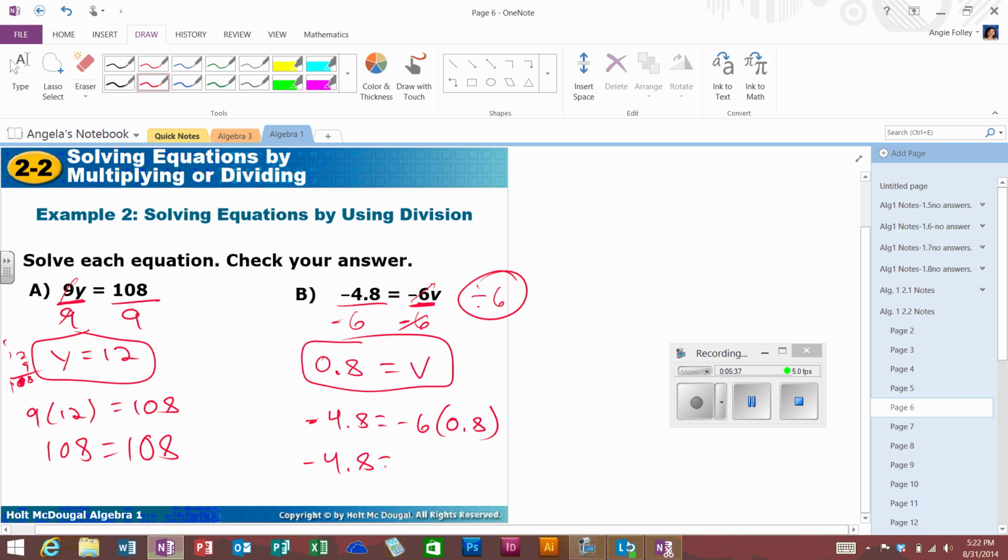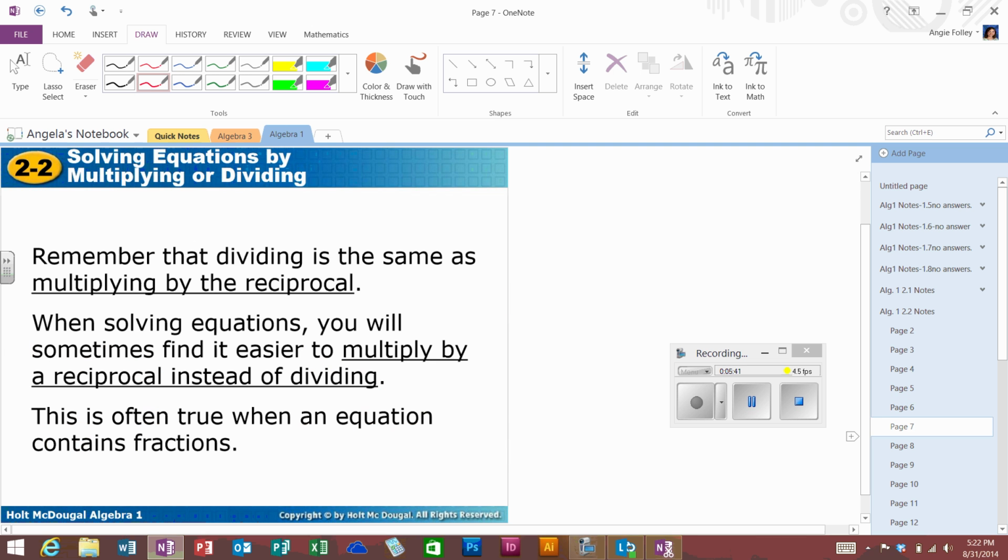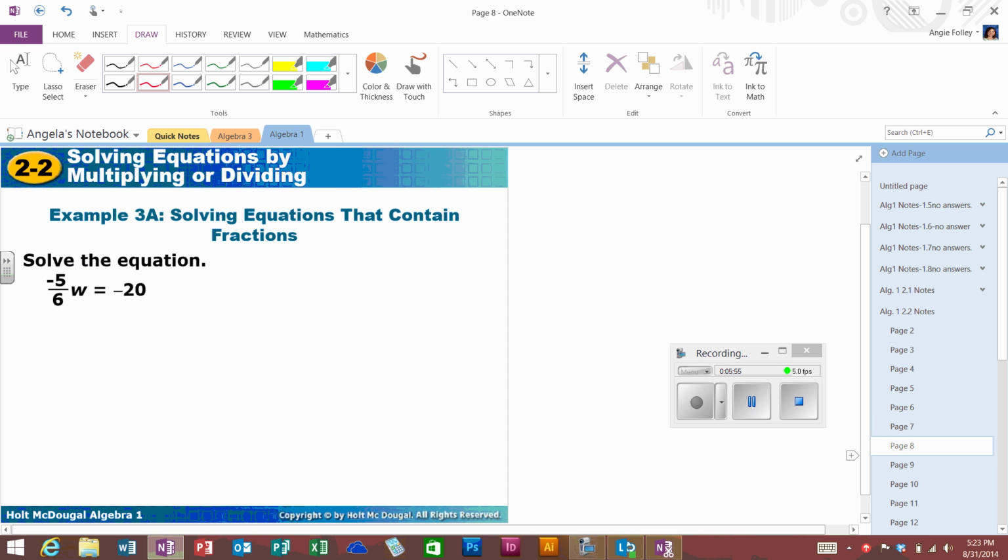Negative 4.8 equals negative 4.8, so we are good. Remember that dividing is the same as multiplying by the reciprocal. So if you're solving equations, you will sometimes find it's easier to multiply by the reciprocal instead of dividing, and that's when we're going to see that with fractions. So let me show you what I mean.